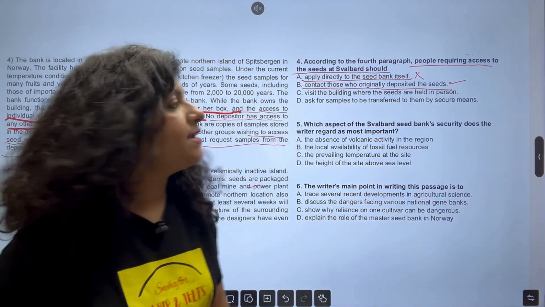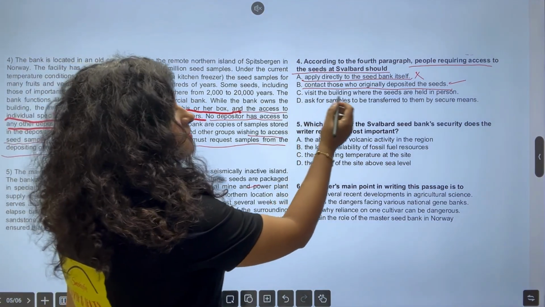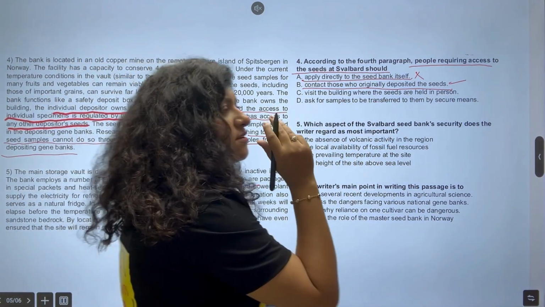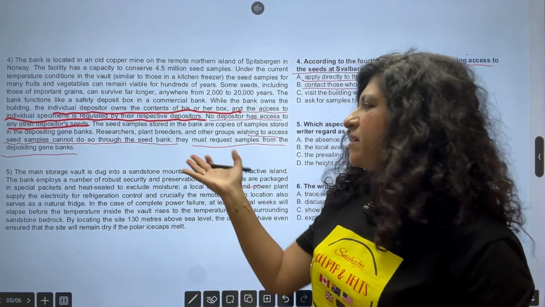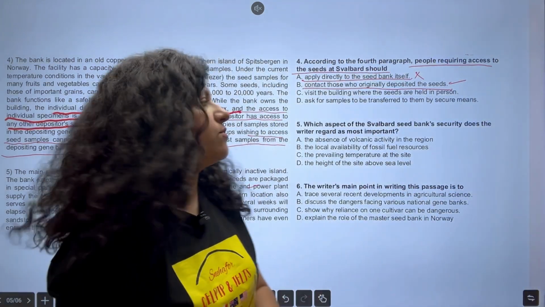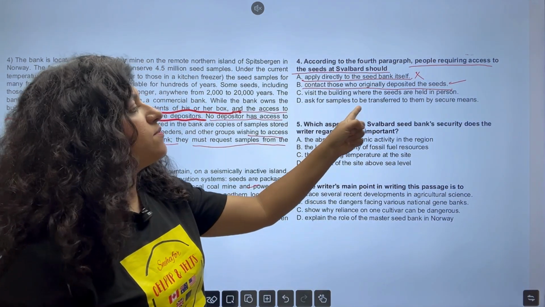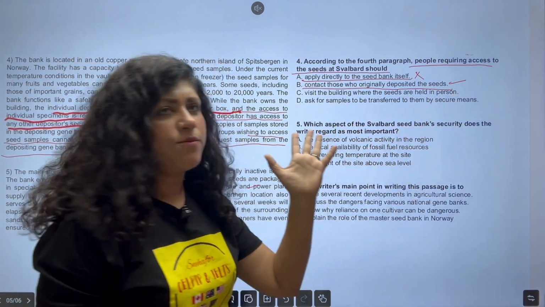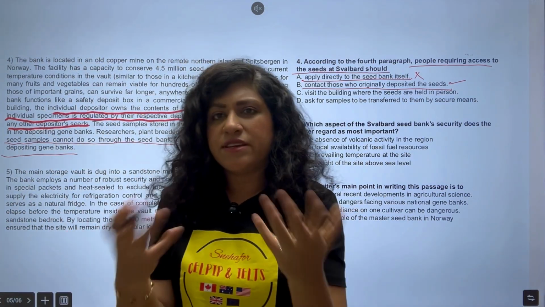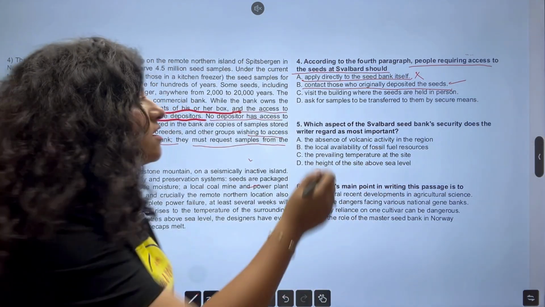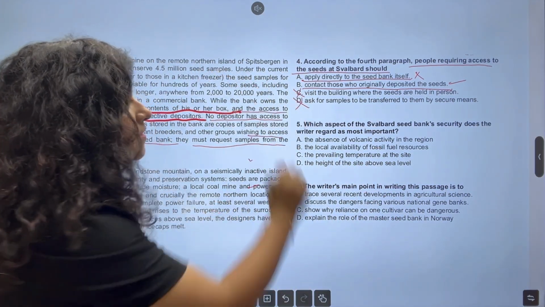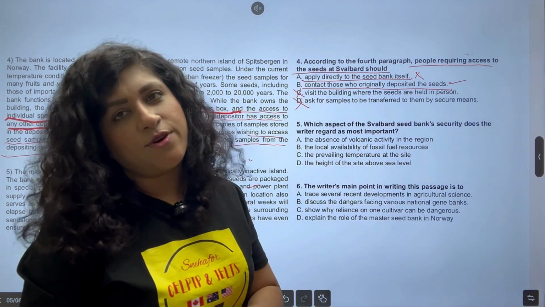Clearly written, right? Option number C says visit the building where the seeds are held in person. No. You don't have to visit any building. It clearly does not say anything related to it. D says ask for the samples to be transferred to them by secure means. Again, there is no discussion of transferring the samples through any secure means. So C and D are completely off the topic. B would be the correct answer for this one.